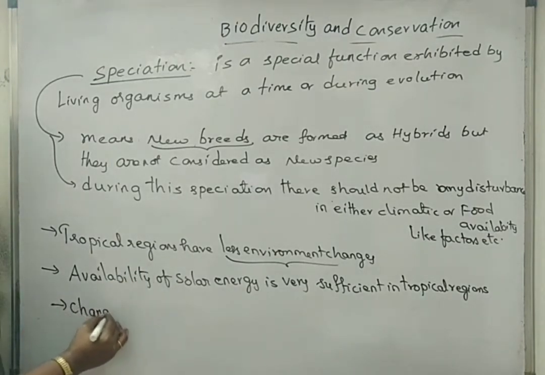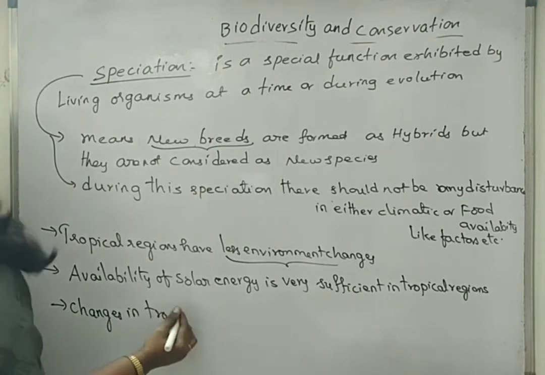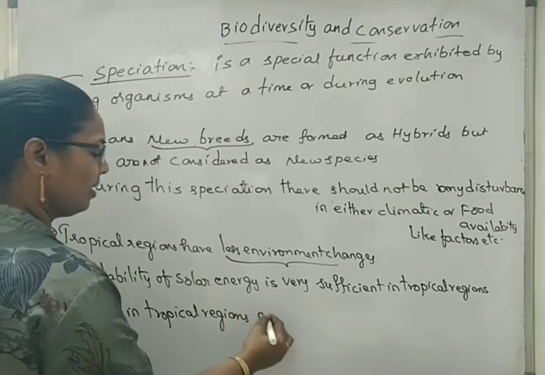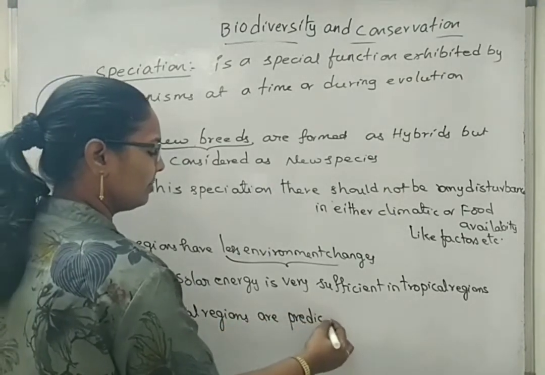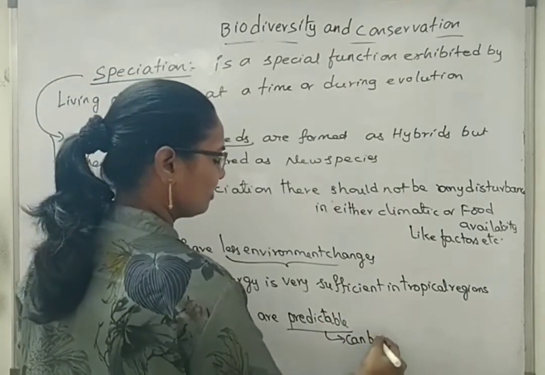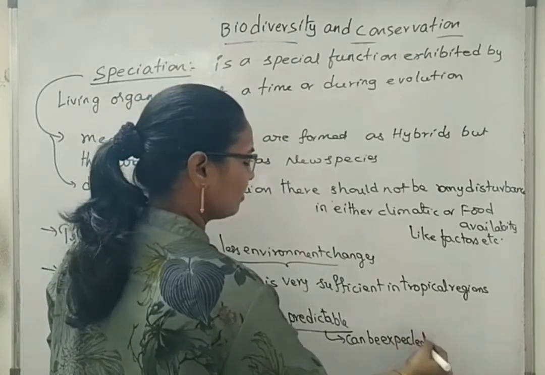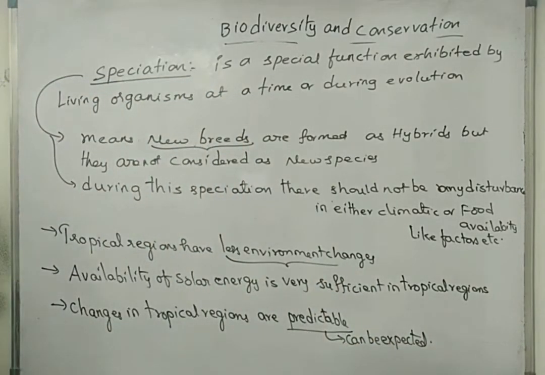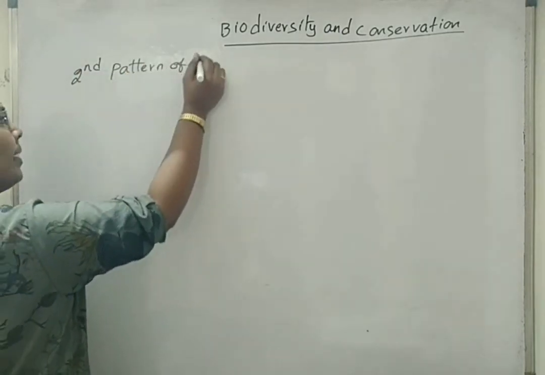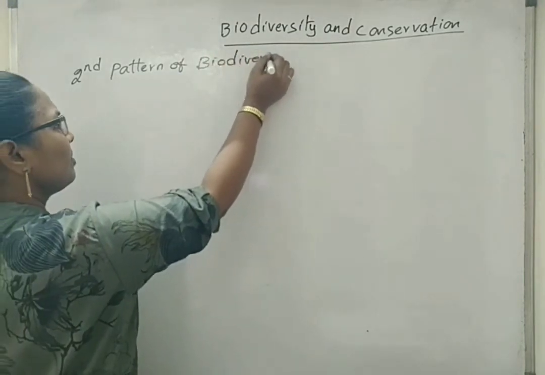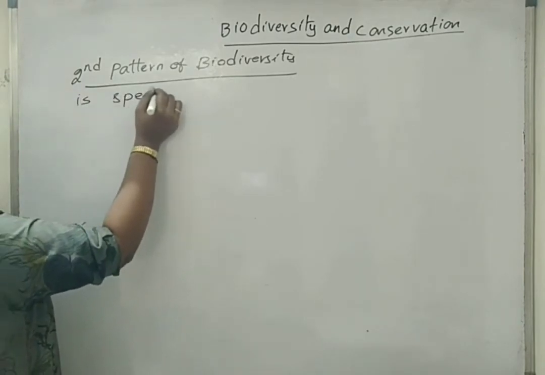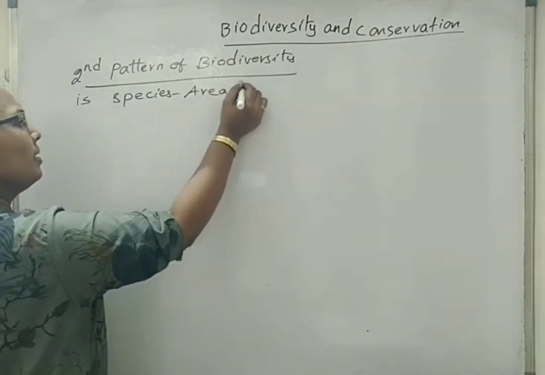Changes in tropical regions are predictable. In the sense, they can be expected. Second pattern of biodiversity is species area relationship.